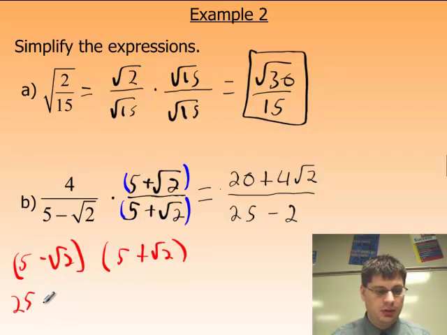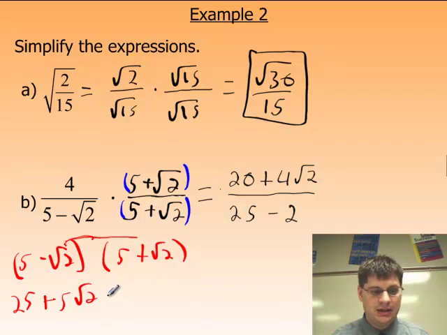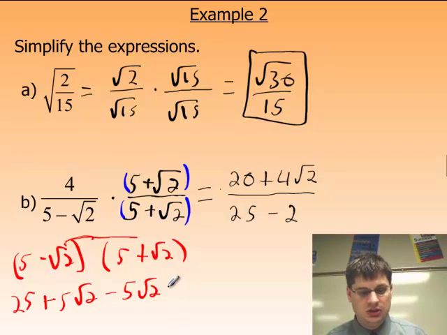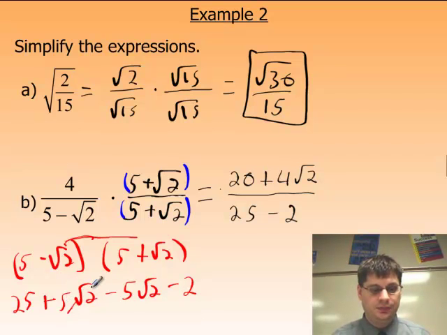Let's see, and that's going to be plus 5 square root 2. And now I distribute this negative square root of 2 to both terms. So that's going to leave me with minus 5 square root of 2. And then negative square root of 2 times positive square root of 2 is just going to give us a negative 2. And if we look at the middle terms here, they cancel out, leaving us with 25 minus 2.